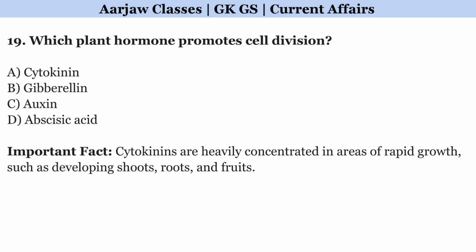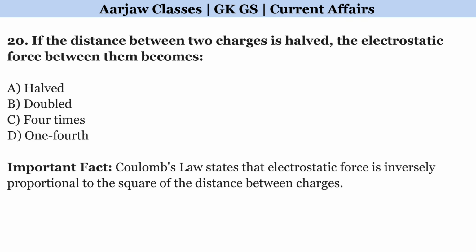Which plant hormone promotes cell division? Correct option is A. Cytokinin. If the distance between two charges is halved, the electrostatic force between them becomes. Correct option is C. 4 times.